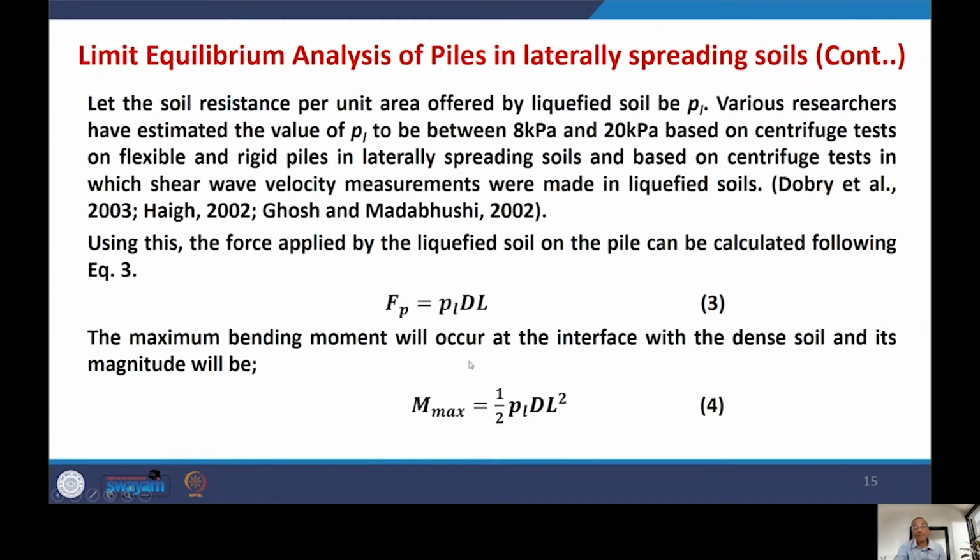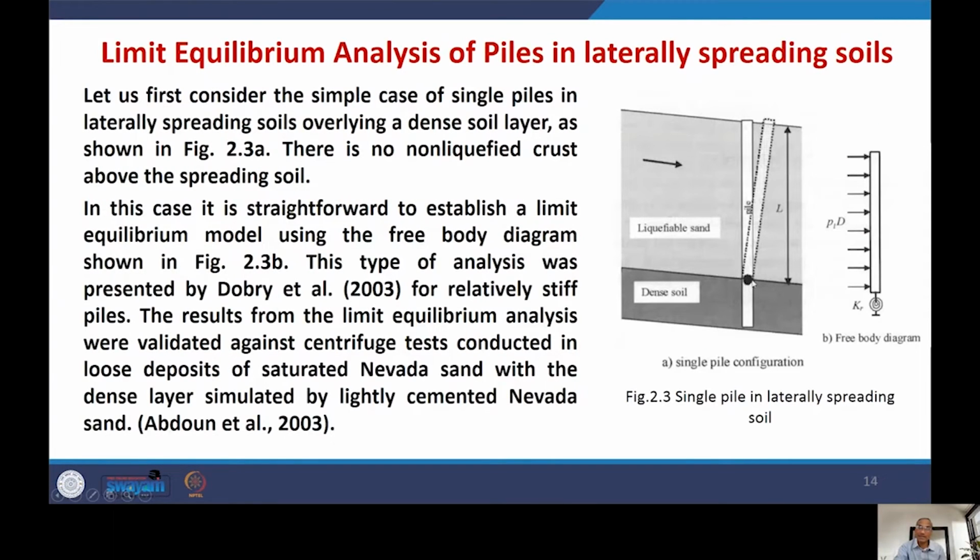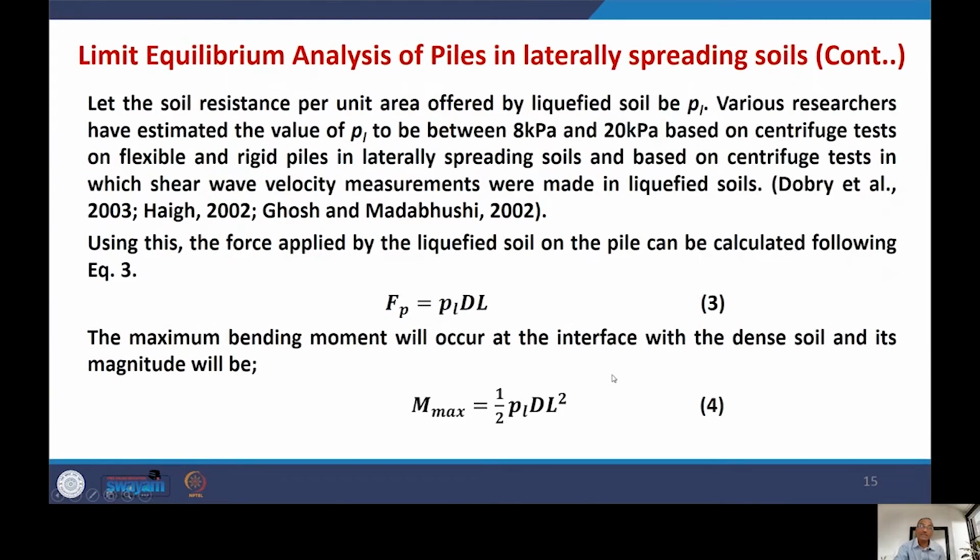Then the maximum bending moment will occur at the interface with the dense soil, and its magnitude will be as follows. Where will the maximum bending moment occur? At the formation of the hinge. At this point, the maximum bending moment can be worked out using the relation: half of PL times D times L squared.